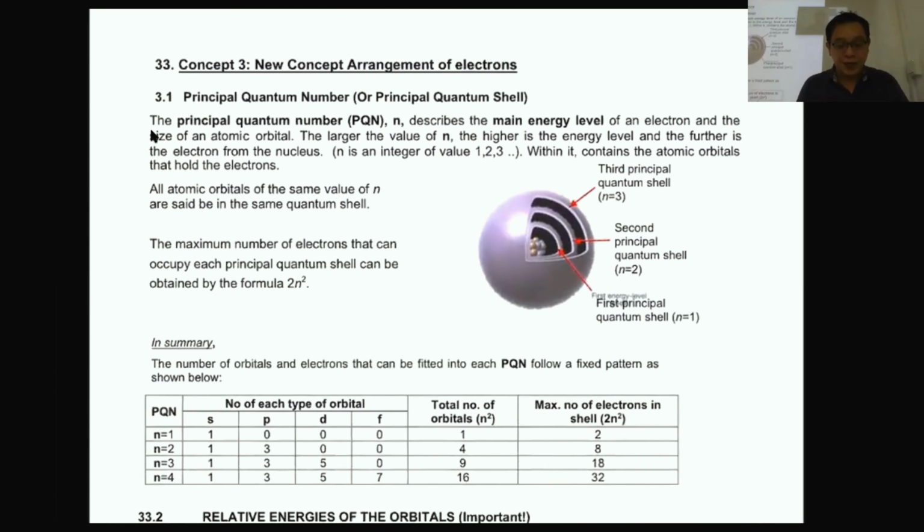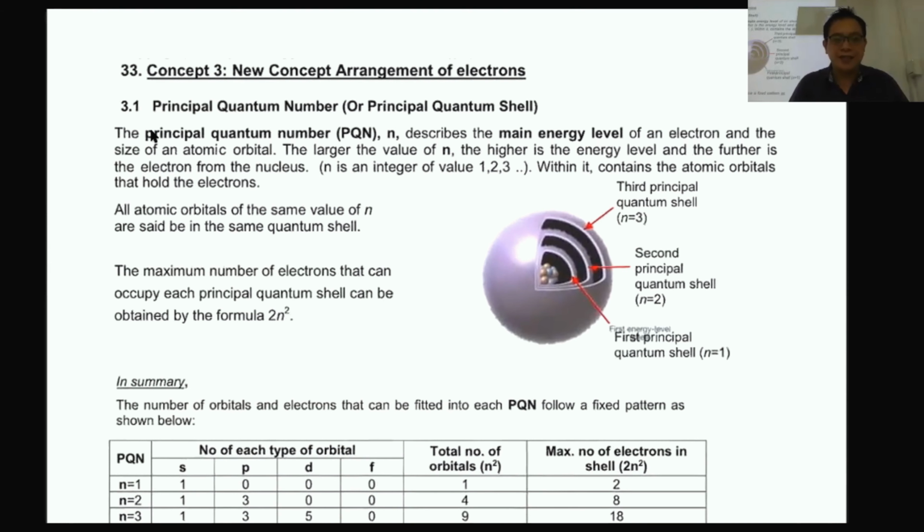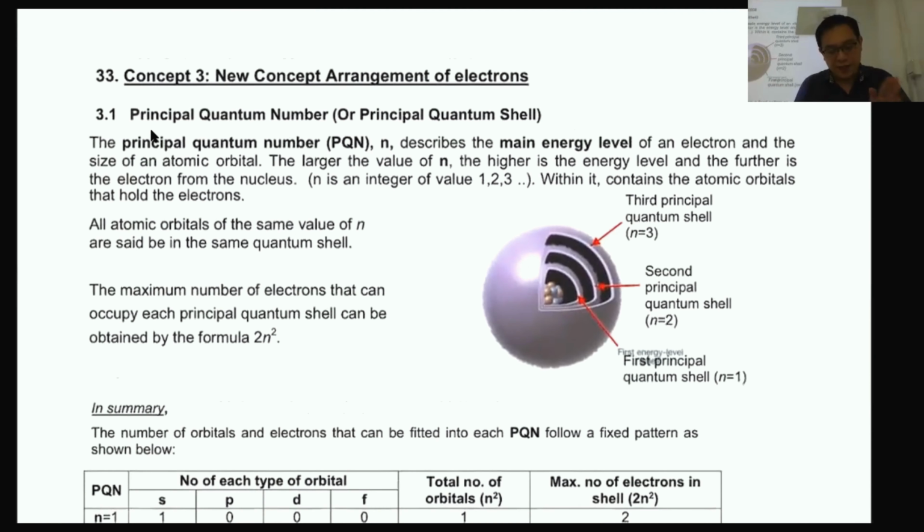Electronic configuration. Now, this part here, I must mention that some of you from the IP stream are already very familiar with this. But I know most of you are not, so follow me accordingly. In concept number 3, we are talking about a brand new way of arranging electronic configuration. Remember in secondary school, you learned electronic configuration as well, 2.8.8, right? Actually, this is a wrong way of presentation.